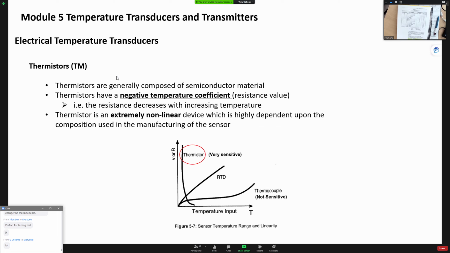Thermistor. A thermistor is actually semiconductor material. This is a very sensitive semiconductor material. When the temperature changes, the resistance of this semiconductor material will vary noticeably. So that's why it's very accurate and very sensitive. And we all know semiconductor material, if you come to year 4, has a negative temperature coefficient. Is this a very important thing? Yes, it is. So you can see when the temperature increases, the resistance of this thermistor actually decreases.